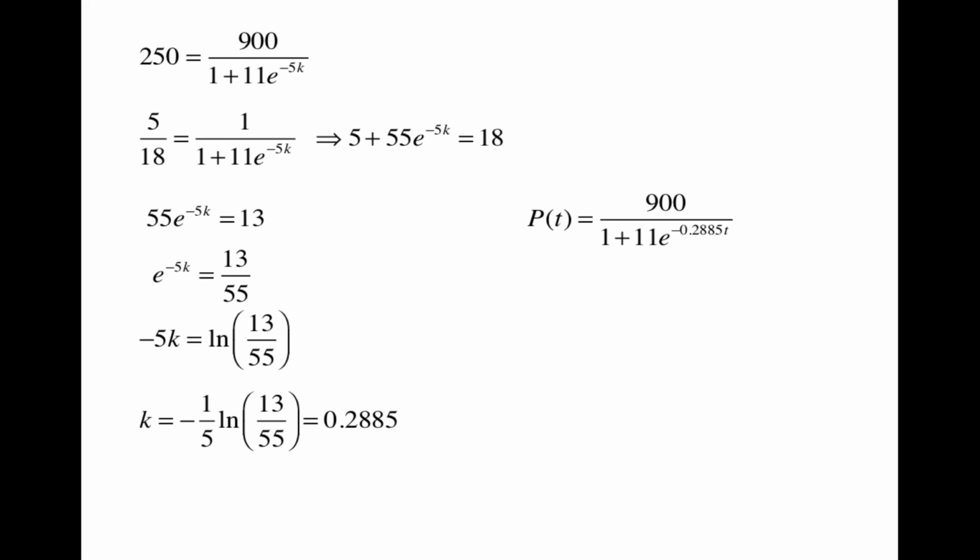Now we can find P of 10. So now I can put 10 in for T and simplify it to get 557.432 people out of the 900 will have gotten pink eye by Christmas Day.